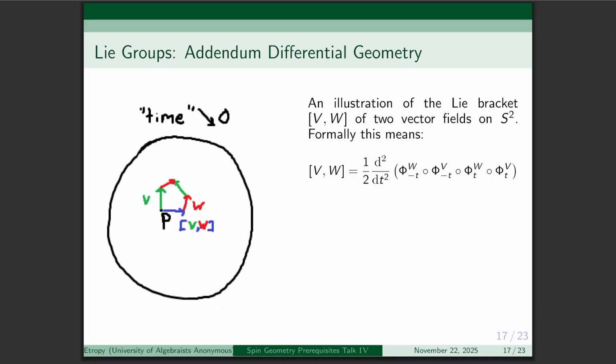But essentially, we can take the following picture. So let's consider S2. Let's take a point, and let's say we have two vector fields, V and W. Now, these vector fields are going to give us tangent vectors at any given point of the manifold that they're on. In this case, our sphere.